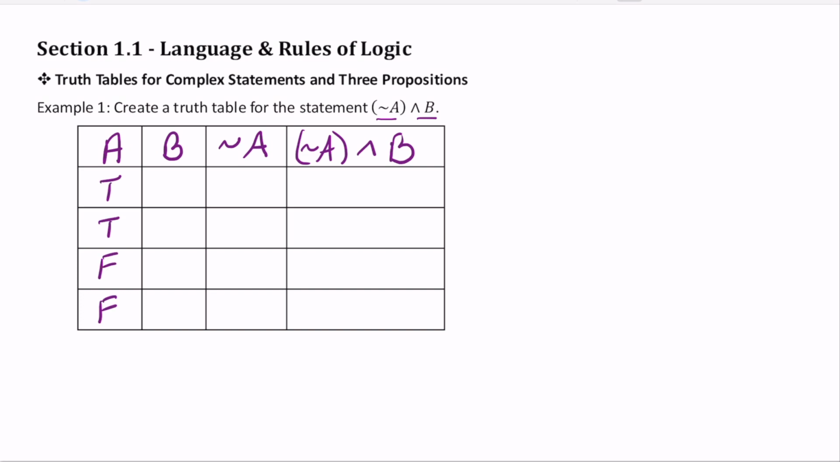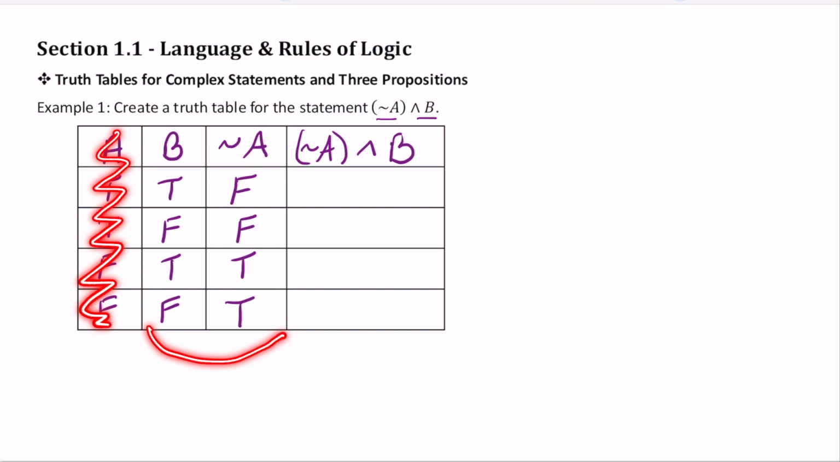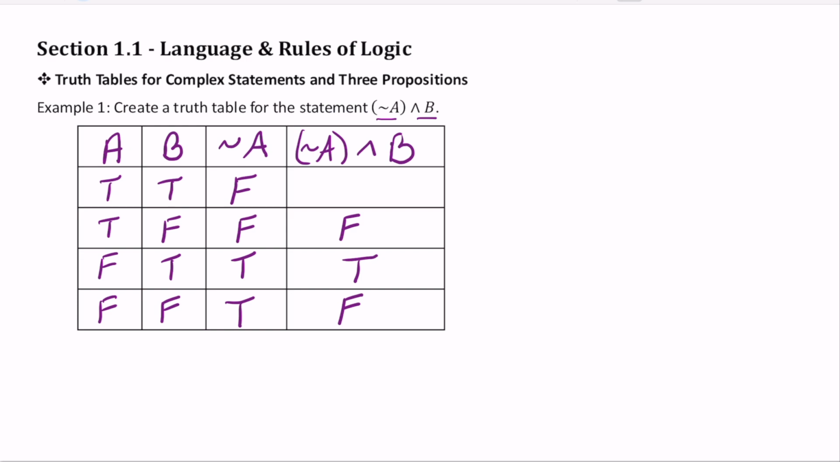To find the truth value for not A, we will look only at column A. This gives us false, false, true, true. To determine the truth value for not A and B, we will look at both column B and column not A. Since this is an AND statement, the only time it will be true is if both propositions are true. The rest will be false.